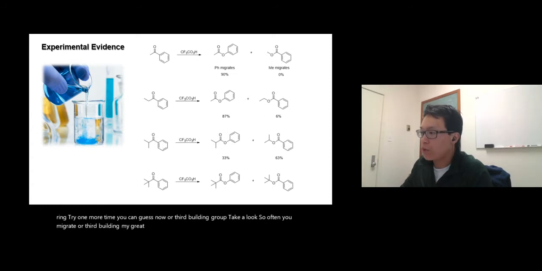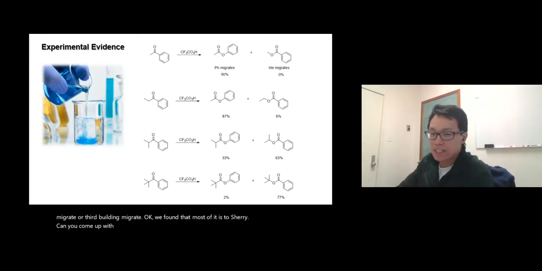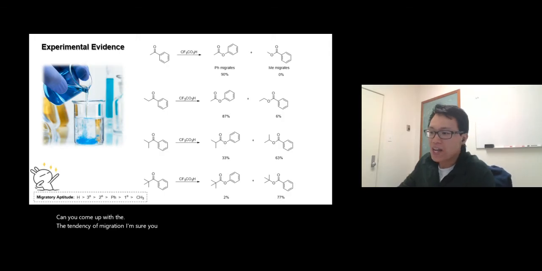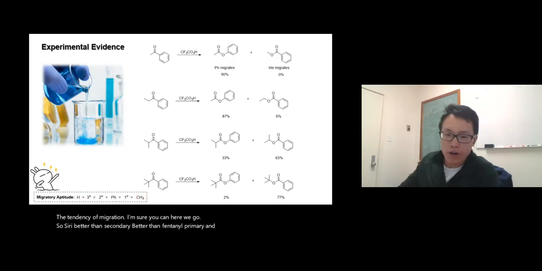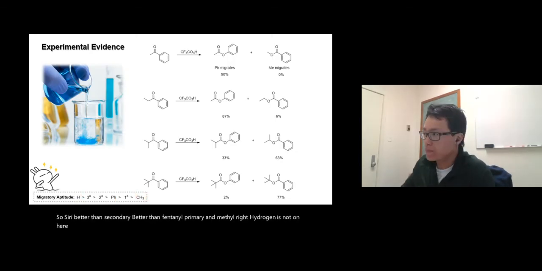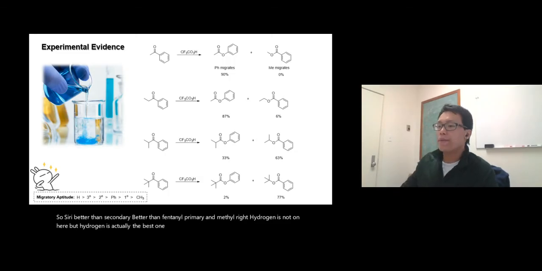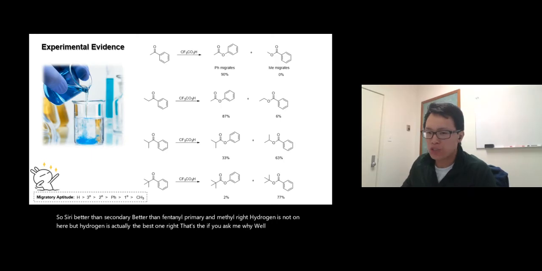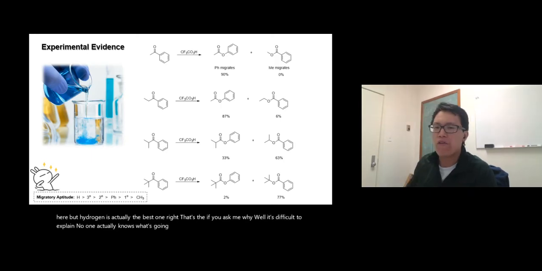We found that most of it is tertiary. Can you come up with the tendency of migration? I'm sure you can. Here we go. Tertiary is better than secondary, better than phenyl, primary, and methyl. Hydrogen is not on here, but hydrogen is actually the best one. If you ask me why, well, it's difficult to explain. No one actually knows what's going on here, but there are a few theories that have been proposed. I'll give you one of them.